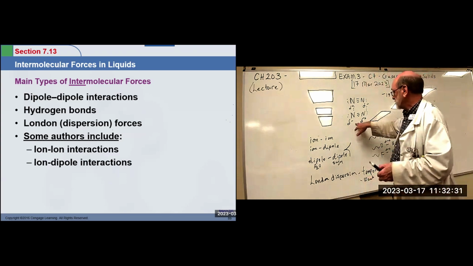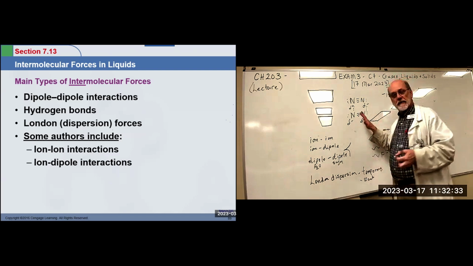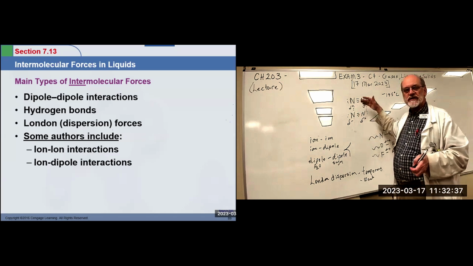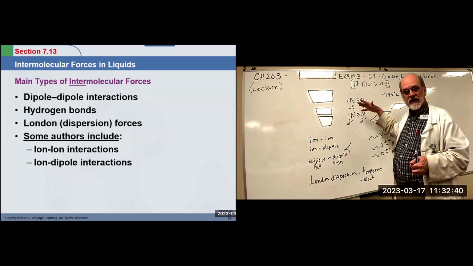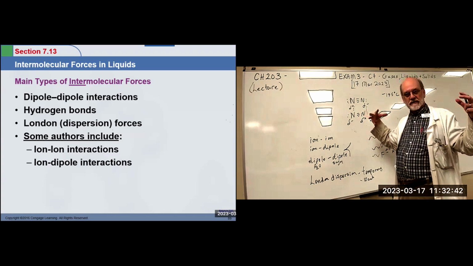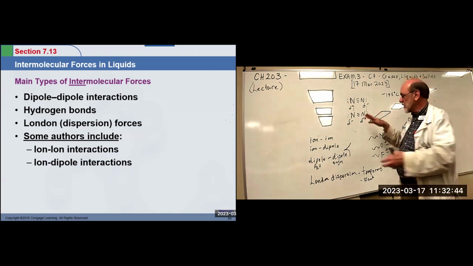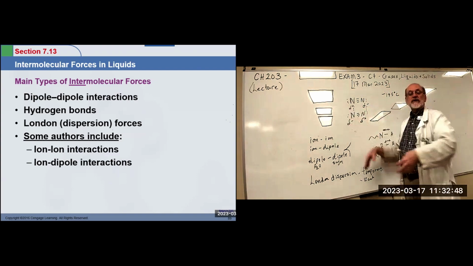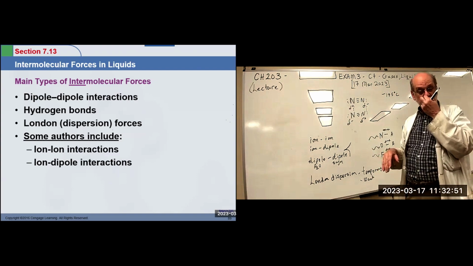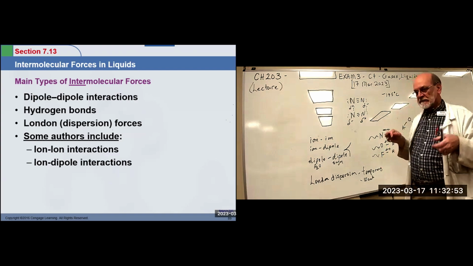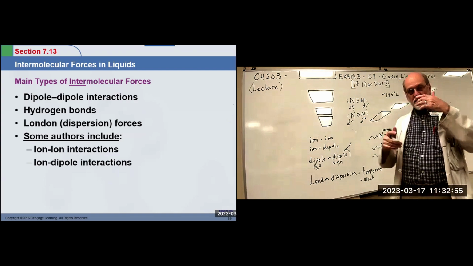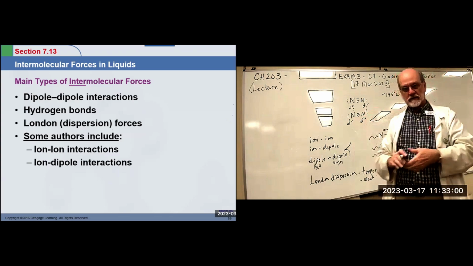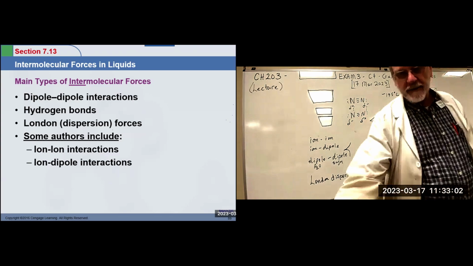What we see here is that the London dispersions are always there, and they tend to increase in significance, in strength, as the molecule gets bigger. Because with bigger molecules, you have more physical room to redistribute electron density over that period of time. And you also have more places upon the molecules that can attract one another. Okay.